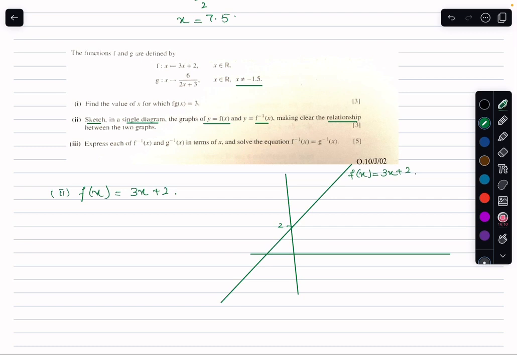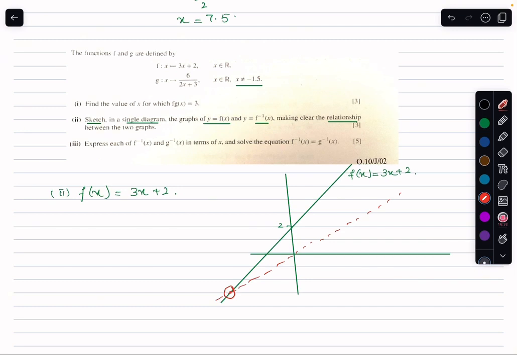So to show the relationship, I know that the point of intersection has to be on the line y equals x. So I'm just drawing the line y equals x, and I have seen on the graph that this is the point which should show the relationship between the function and the inverse itself.